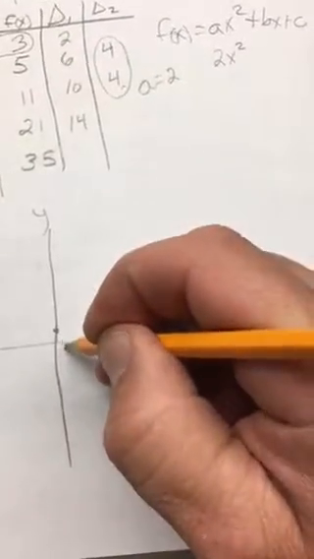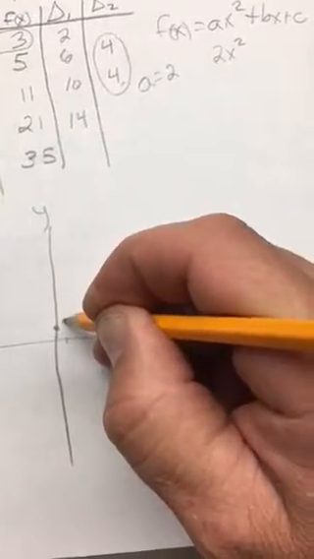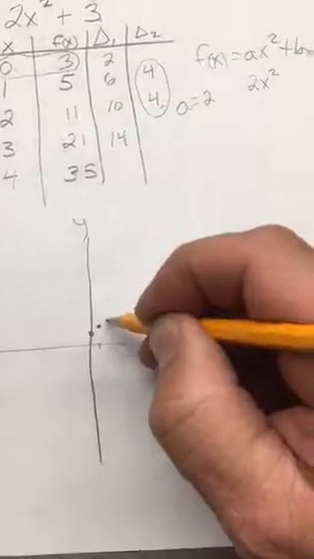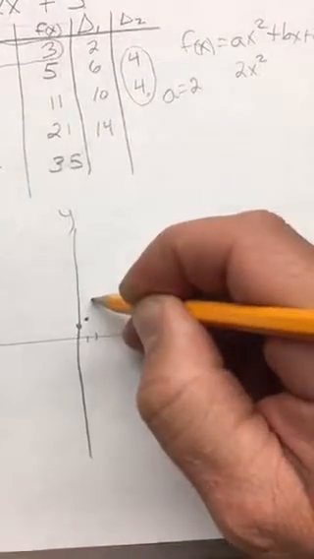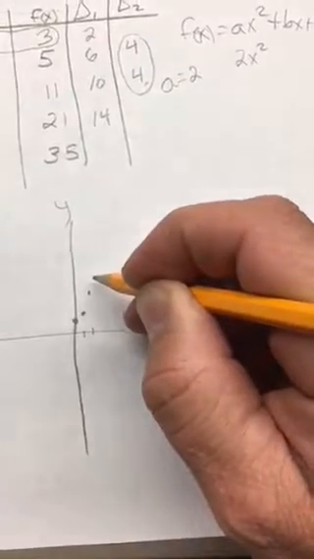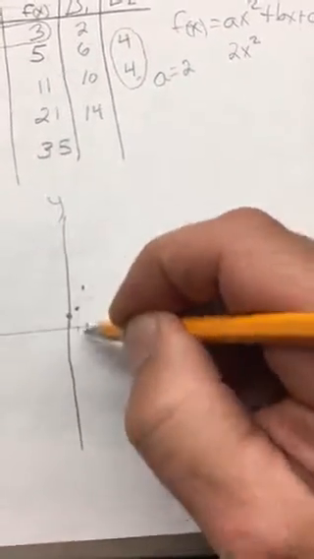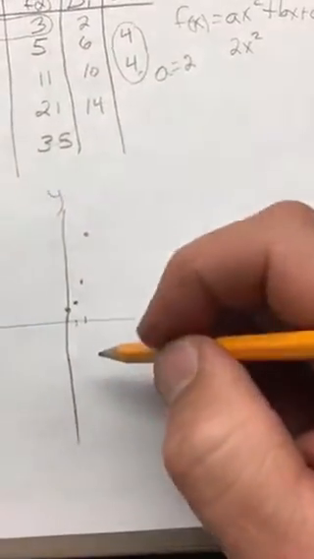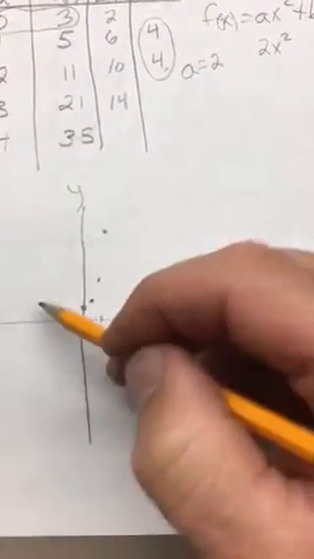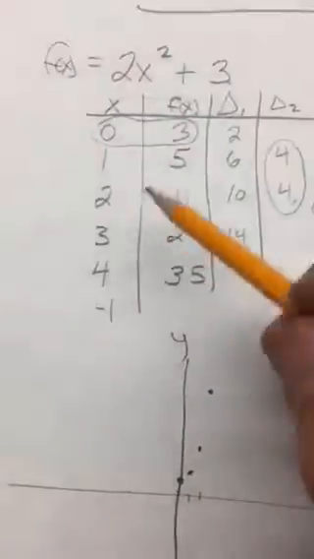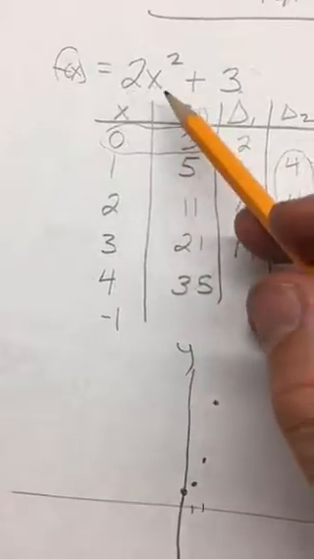The next one's over 1, up 5. Over 2, up 11. As you can see, this thing's starting to curve upward. Over 3 is 21. Well, 21 is going to be way up here, and so on and so forth. Now, we don't have a left side of this graph. So we need to put some negatives in here so we can see what happens over on the other side.